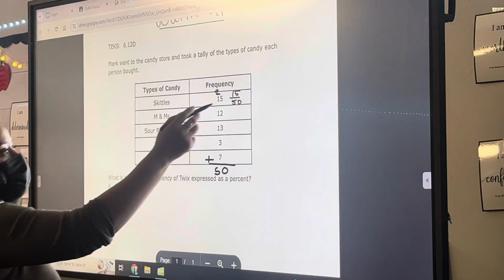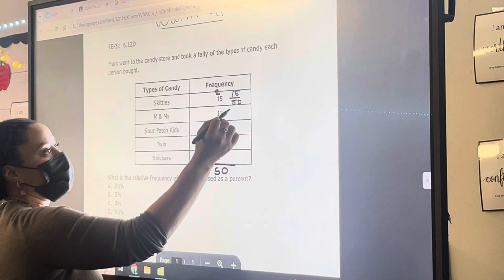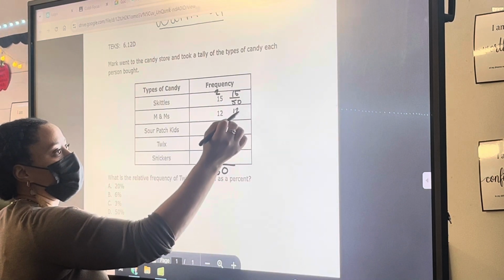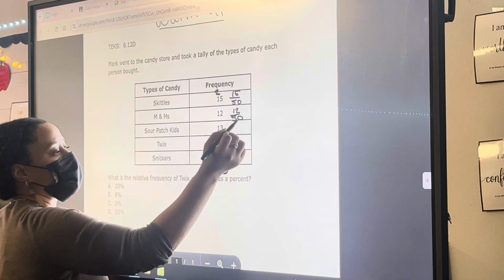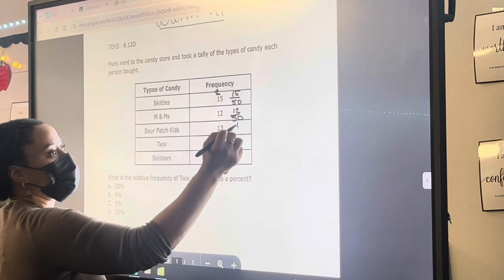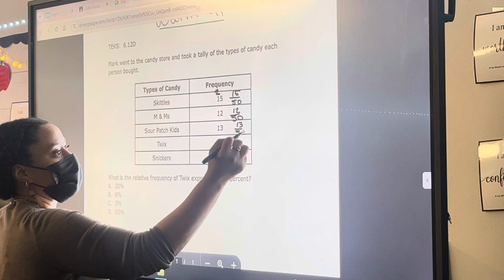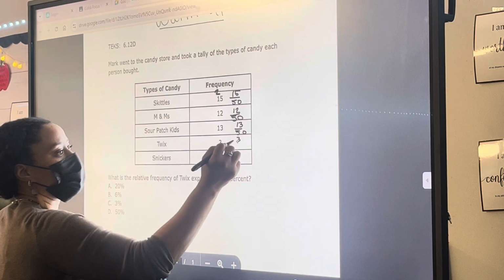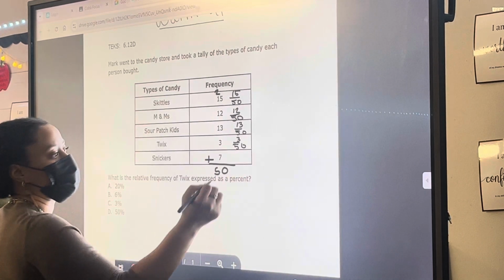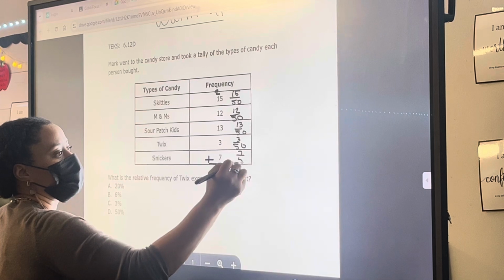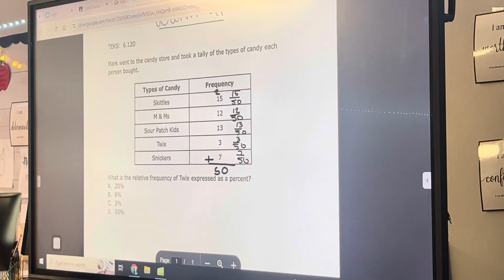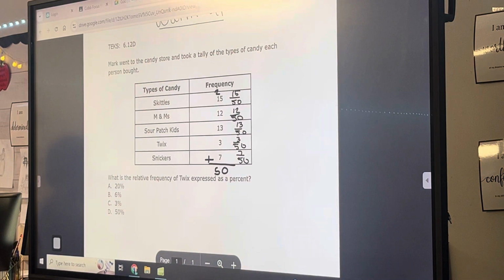Okay? 15 over 50. And then class, what is M&M's going to be? 12 over 50. Class, everybody, what is Sour Patch Kids? 13 over 50. Okay, and then Twix? 3 over 50. And then Snickers? 7 over 50.